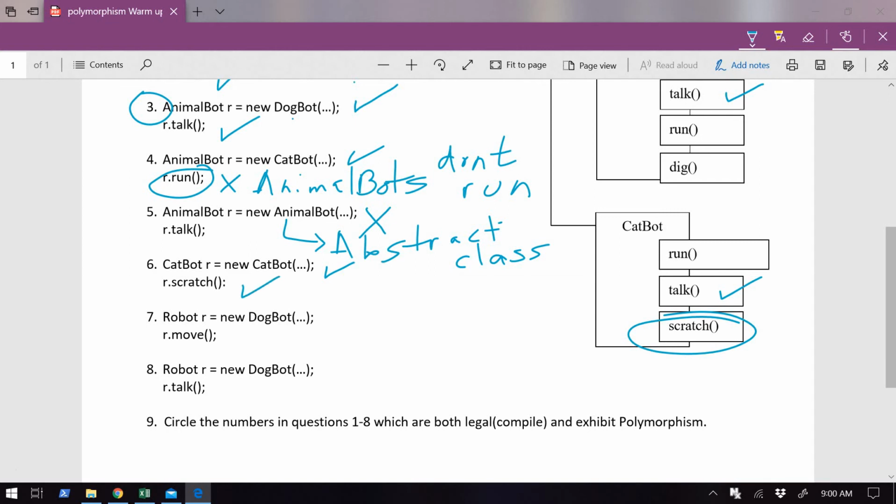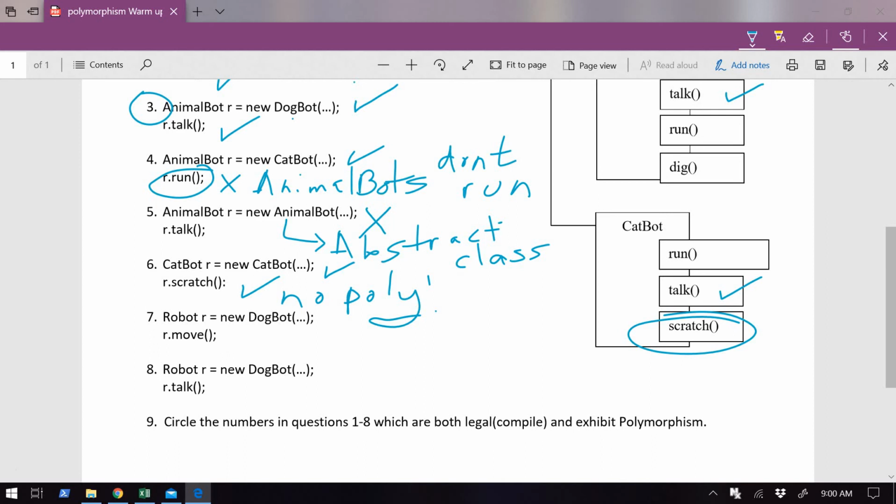So the question is, is this polymorphic? Well, it's not a polymorphic call because I'm not overriding. I'm not telling the cat bot to move or to talk. And those are the two overriding methods, and therefore this is not polymorphic. No poly. But everything's valid.